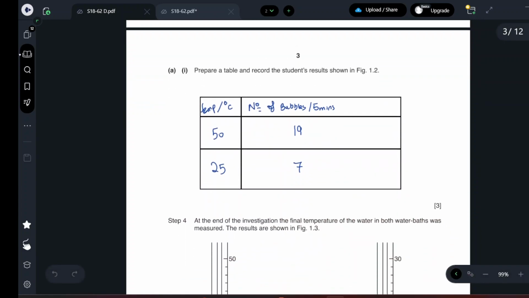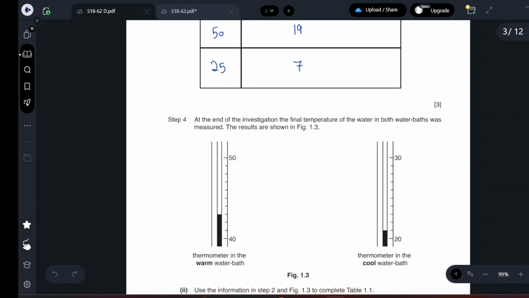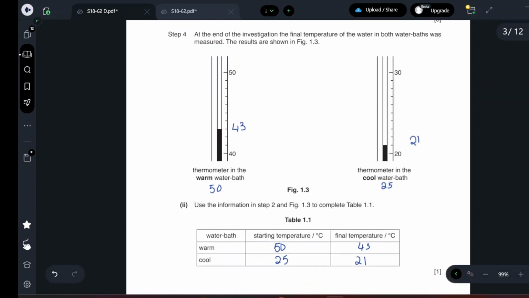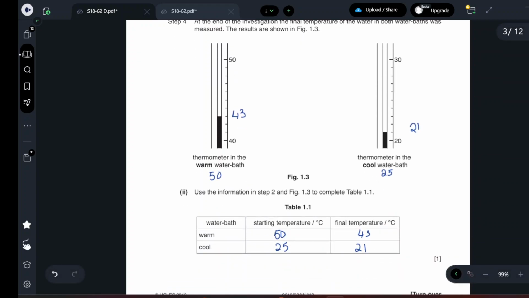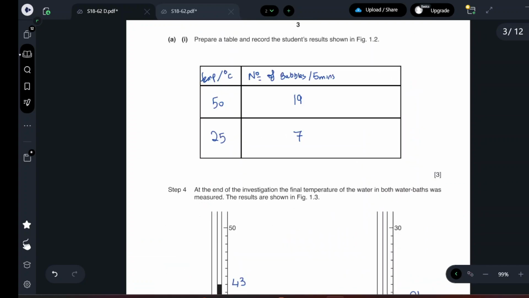Okay. At the end of the investigation, the final temperature of the water bath was measured. He gave you a thermometer and he wants you to record the final temperature of the water bath. At the beginning, this one was 50 degrees and this one was 25 degrees. At the end of the experiment, this one reached 43, this one reached 21. So he gave you a table and asked you to complete the starting and the final temperature: 50, 43, 25, 21.